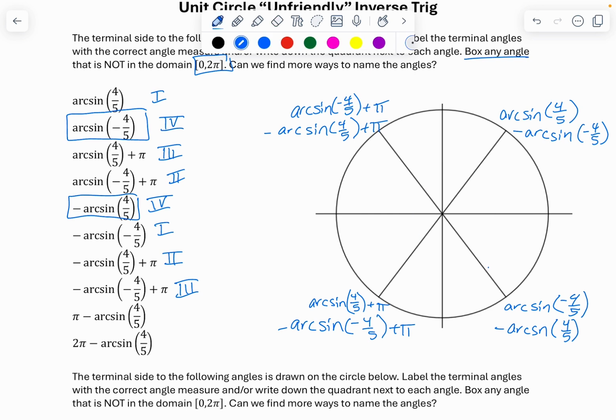The next one, pi minus arc sine of 4/5. Arc sine of 4/5 is that angle right here. So if I'm at pi, and then I subtract away this amount, I've come back to here, and I'm now in quadrant 2. So this is pi minus arc sine of 4/5. All three of these are legitimate ways to name that angle.